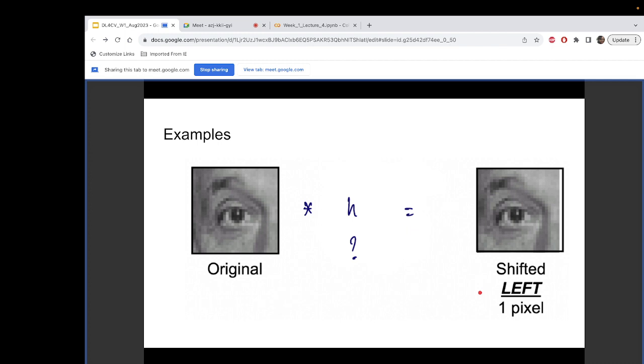Similarly, now you know what we'll need to do to shift the pixels by 1 pixel towards the right or top or bottom. So you can do all of these manipulations through these matrices that we are calling filters. So these filters operate on your image, and then they manipulate the image in the way that you want.